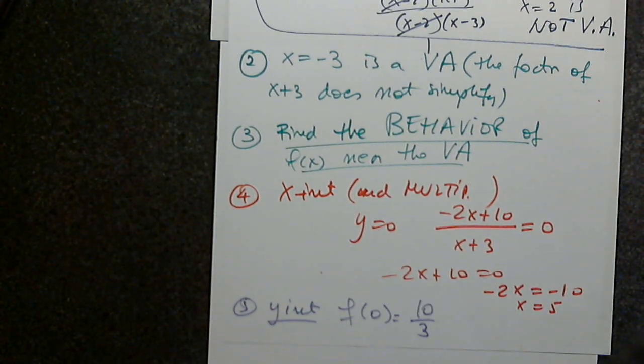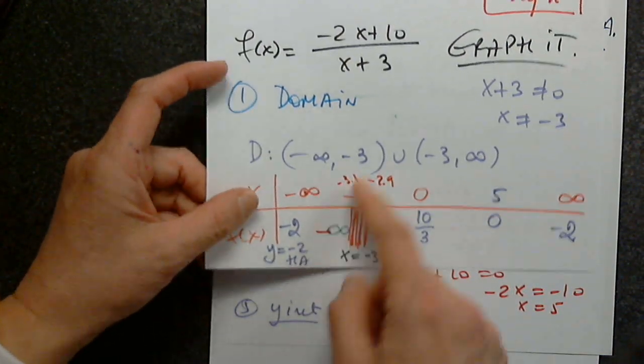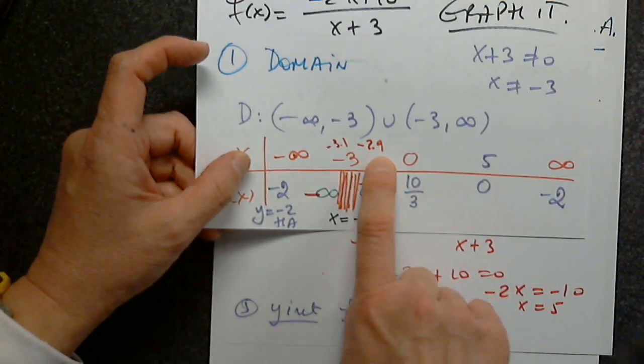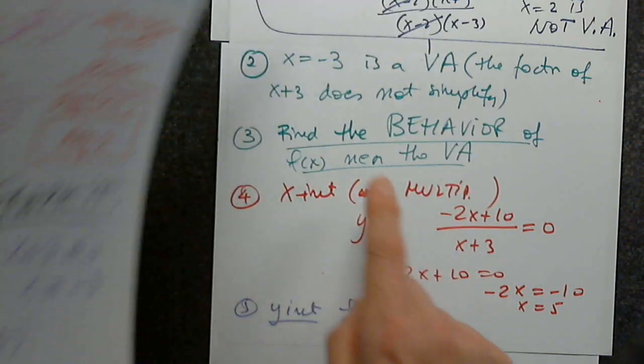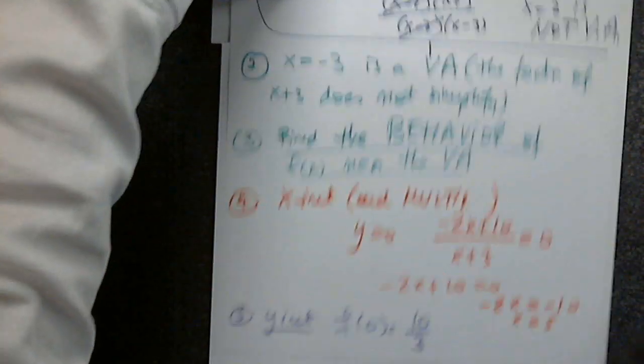And how did we do that? With those tiny numbers, left and right of negative 3. We picked negative 3.1, I plugged it in here, just for the sign, I got negative. Then negative 2.9, I plugged it in here, and I just got the sign positive. That's item 3. Better?